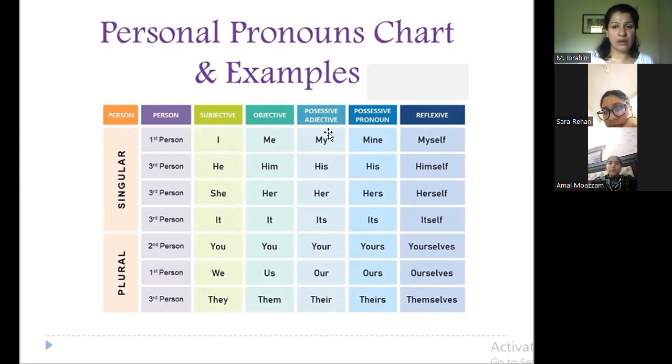This particular, can you see my cursor? This particular column tells you that, as the name suggests, it is an adjective.